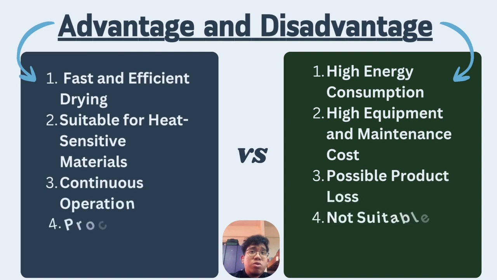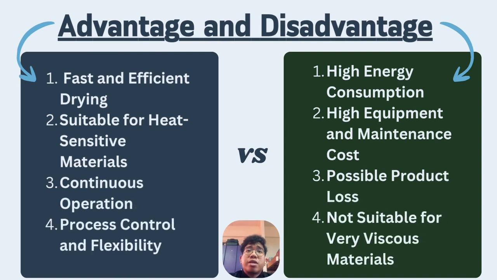We go to the first advantage. Fast and efficient drying because of the small droplet size and high transfer rate. Second, suitable for heat sensitive material. Why? Because the drying process is so quick and the product temperature remains relatively low. Third, continuous operation. And lastly, process control and flexibility.